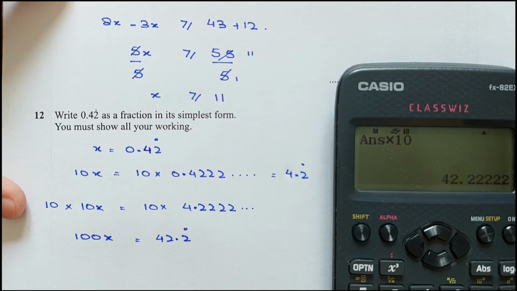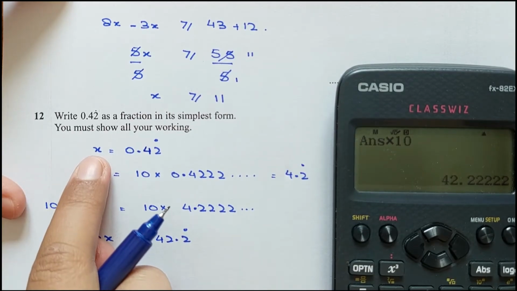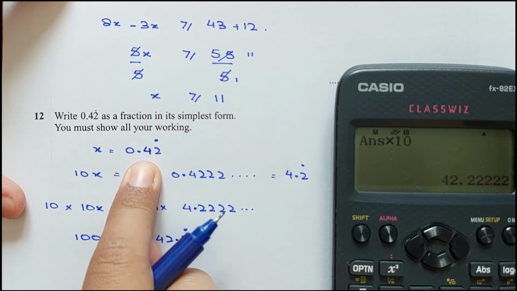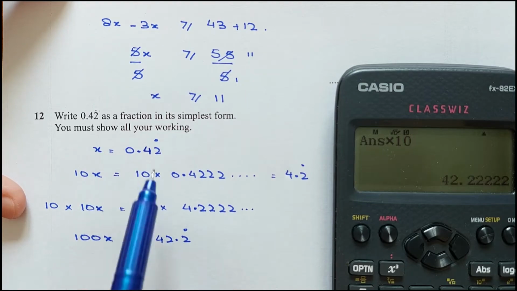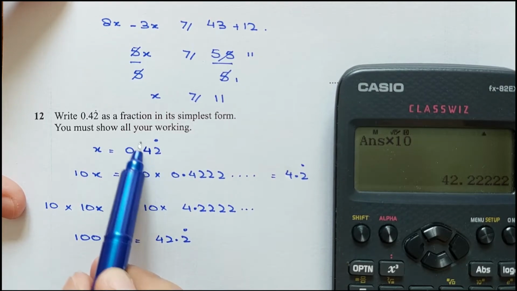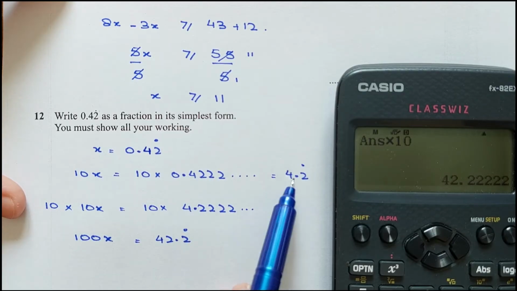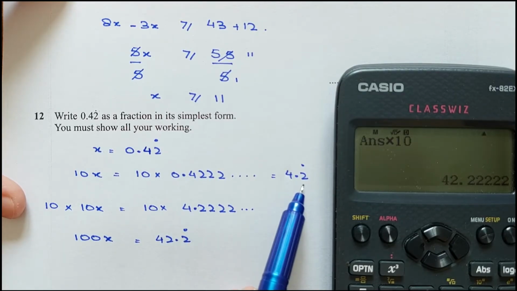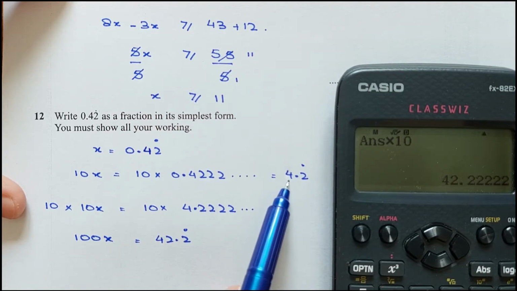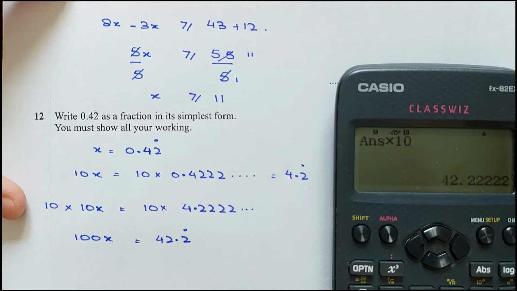So basically there are 3 steps. Let me repeat one more time. The first step is to let x equal that number. In the next step, we have to move the non-recurring digit past the decimal, so times it by 10. And then this is going to be 4.2 recurring, right? And then the third step is we have to move the recurring digit past the decimal, again times it by 10, right?